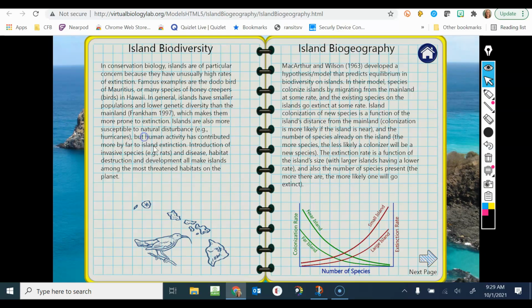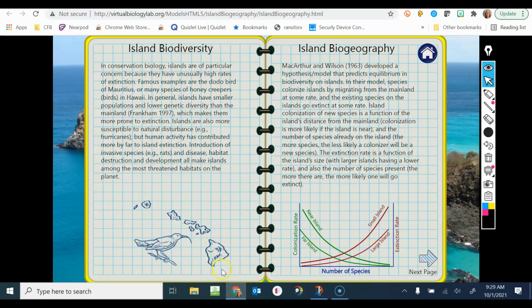When you open that virtual biology lab for island biogeography, I'd like you to go through and read the background information. It talks about island biodiversity as it has to do with human interactions, and as it has to do with species richness and extinction as well. And you'll notice the same graph again here. It talks about the relationships of island size to biodiversity. It also talks about the relationship of island distance to island biodiversity.